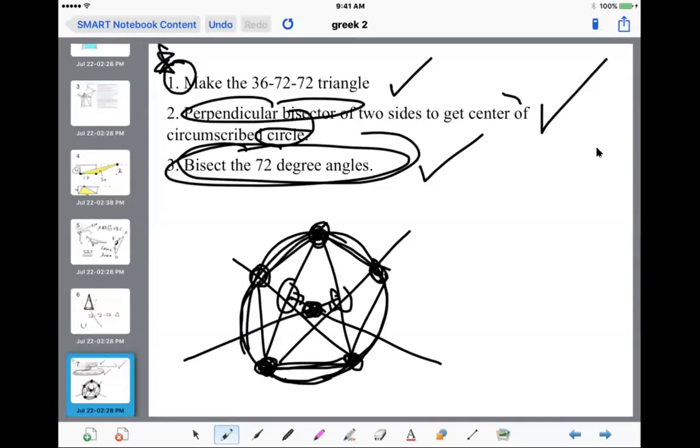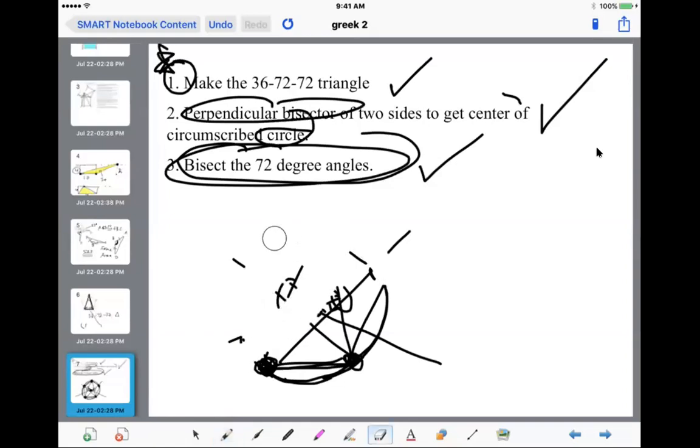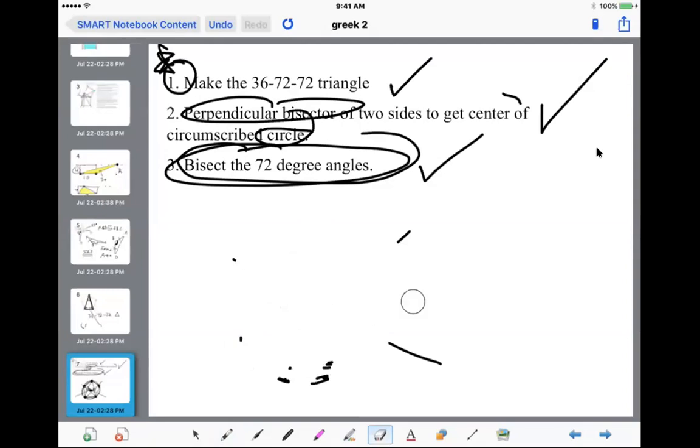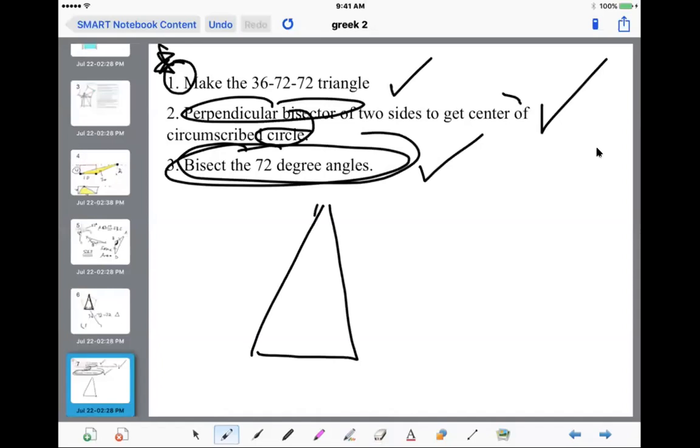Nina asks, did you want to see the plan again? Okay, so the plan was somehow to create the 36, 72, 72 triangle. How? We'll get to that. Step 2 is to make a circle around it.